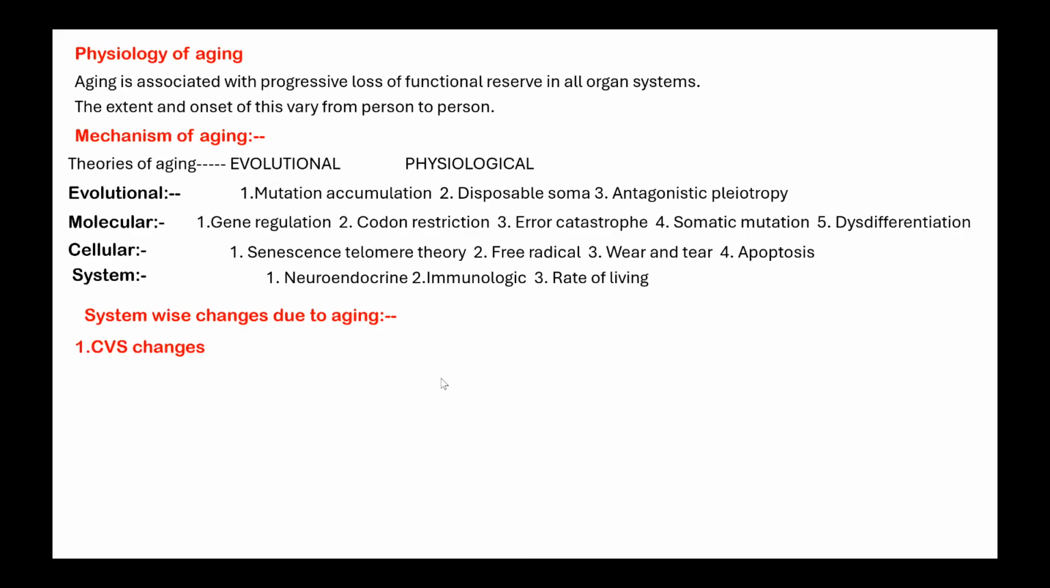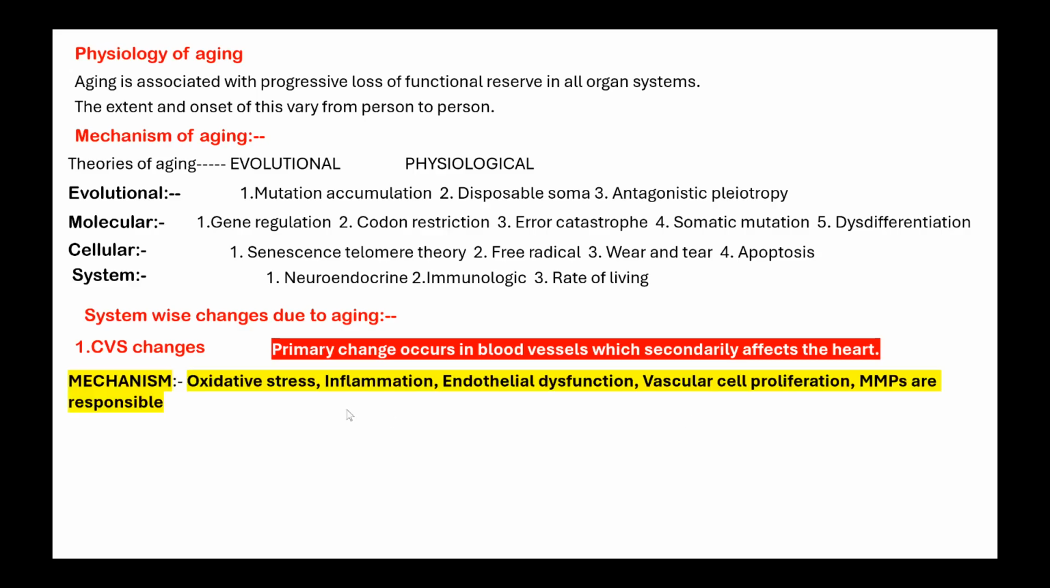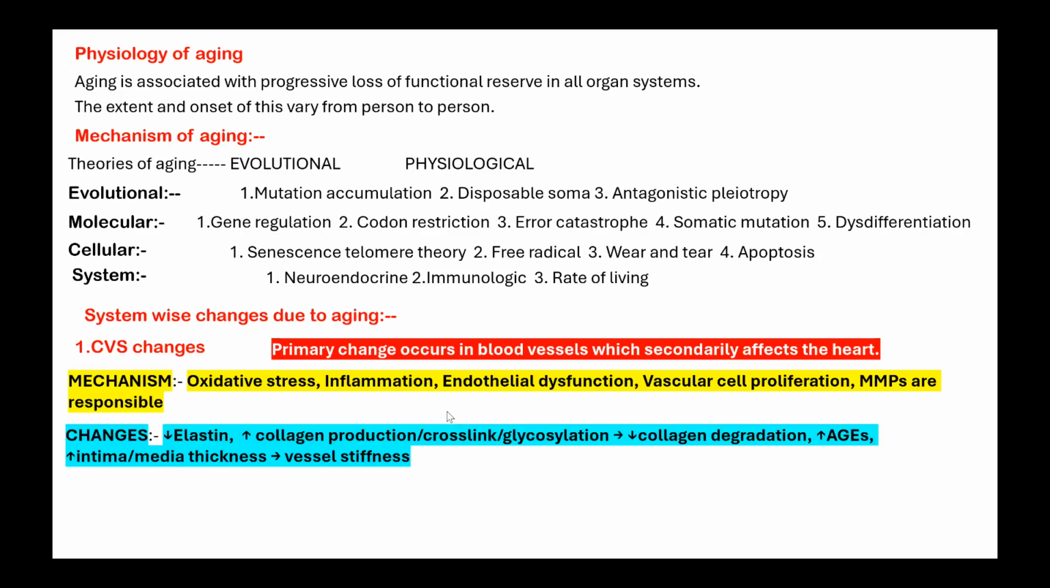And coming to the system-wise changes due to aging, first, as I said, it is better to talk about CVS changes. In the CVS, the primary change occurs in the blood vessels, which secondarily affect the heart. The mechanisms that cause the changes in the blood vessels are oxidative stress, inflammation, endothelial dysfunction, vascular cell proliferation, and MMPs. What are MMPs? These are the matrix metalloproteinases. All these things are the responsible causes for the vascular changes.